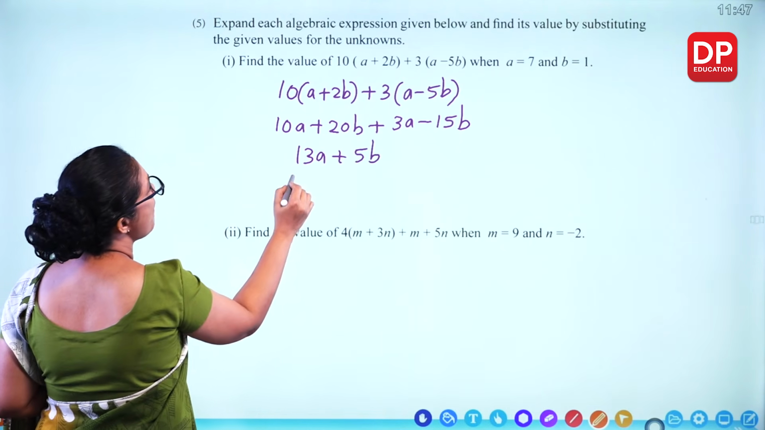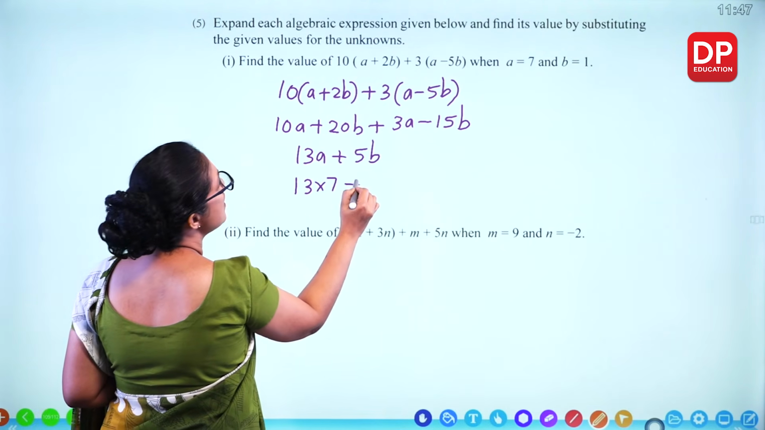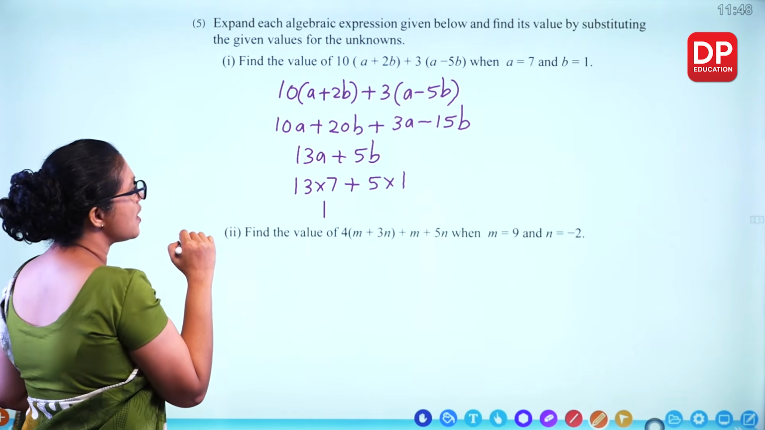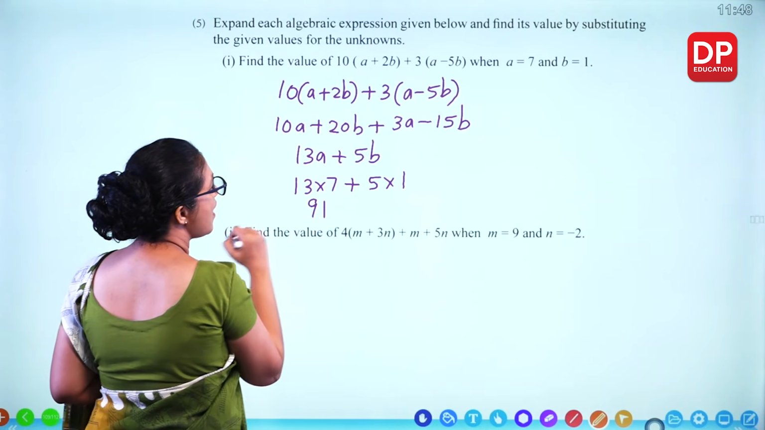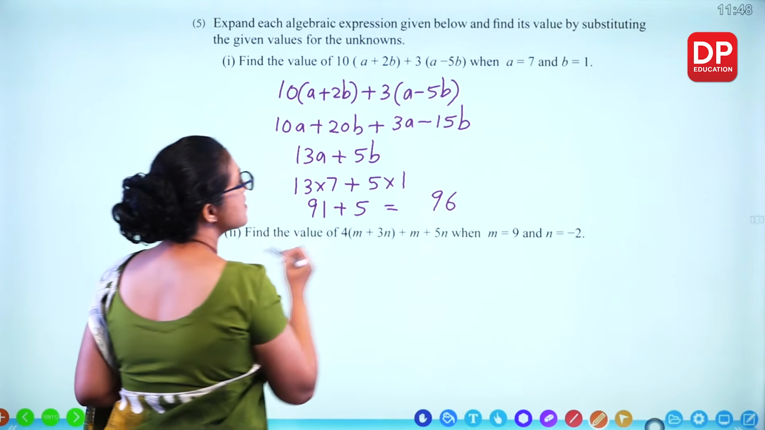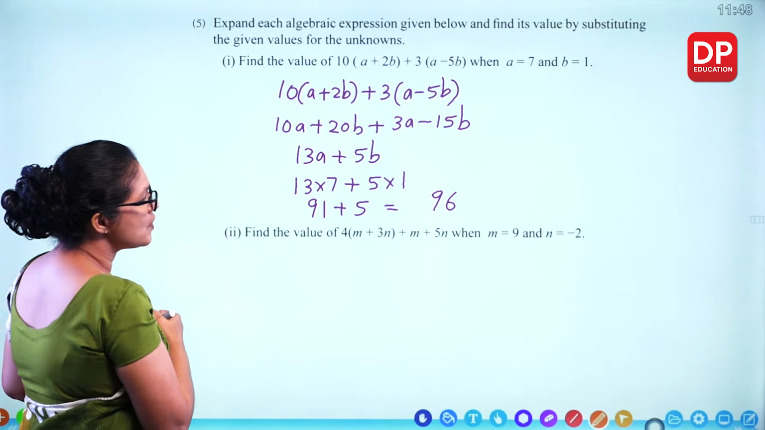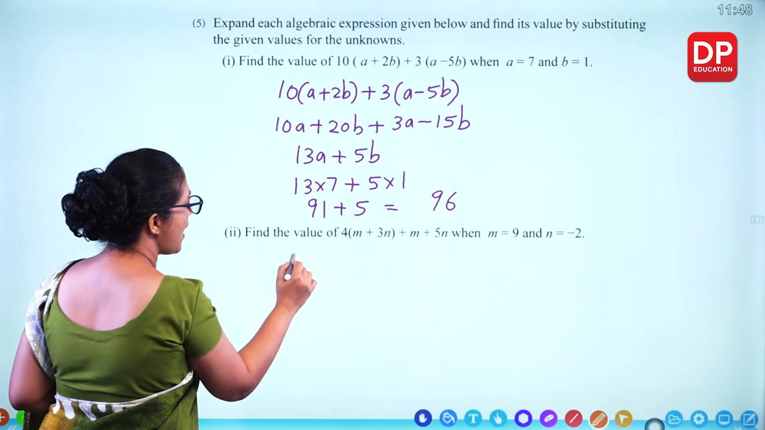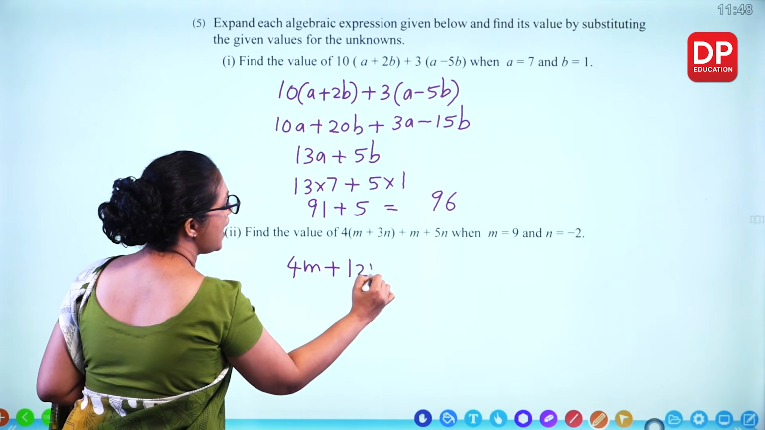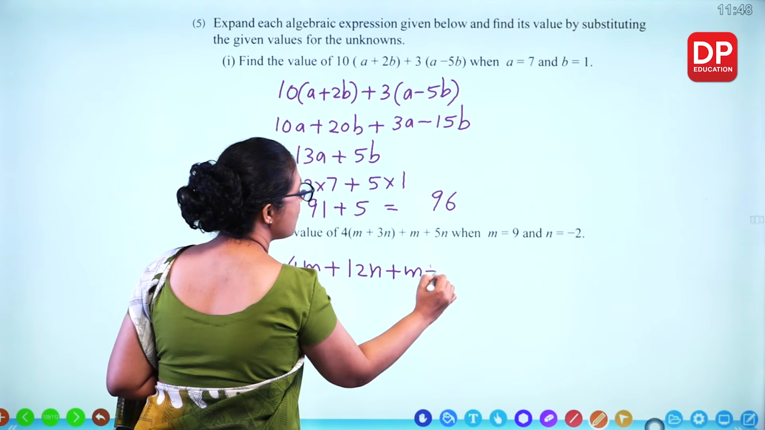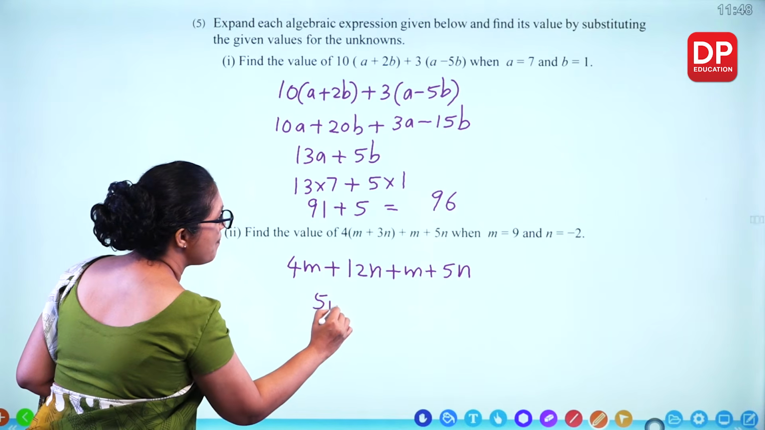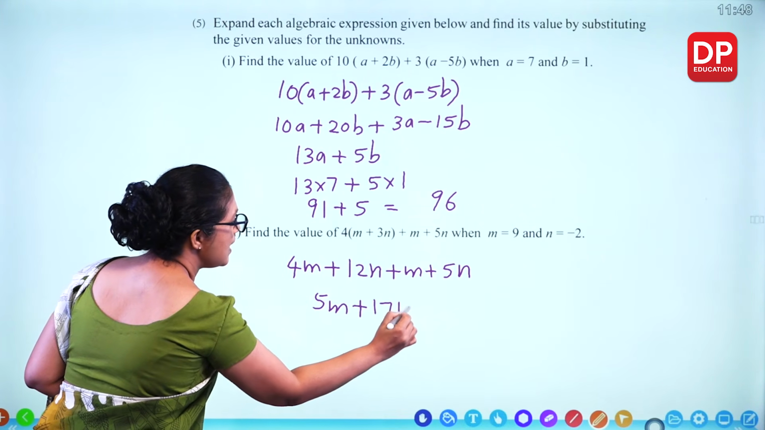Now substitute. 13 times 7 plus 5 times 1. 7 times 3, 21. 7 times 1, 7 plus 2, 9. 91 plus 5, 96. Find the value of this one. First expand brackets. 4m plus 4 times 3, 12n plus m and 5n. Like terms add, you get 5m and 17n.